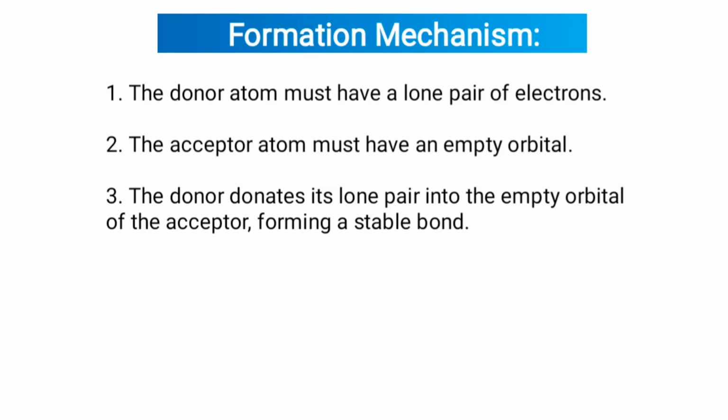Now, formation mechanism of coordinate covalent bond. The donor atom must have a lone pair of electrons. The acceptor atom must have an empty orbital. The donor donates its lone pair into the empty orbital of the acceptor, forming a stable bond.